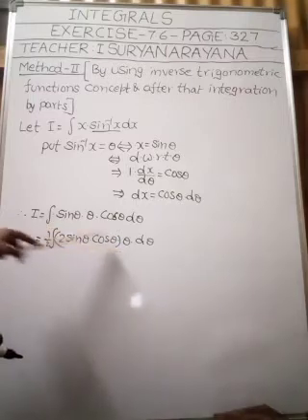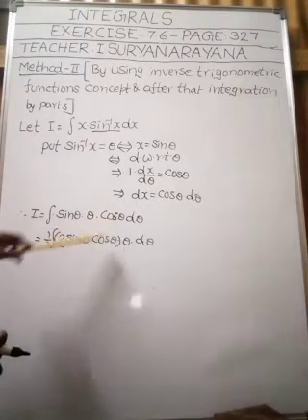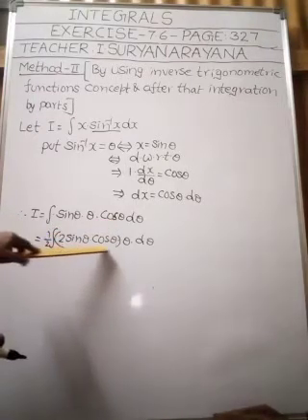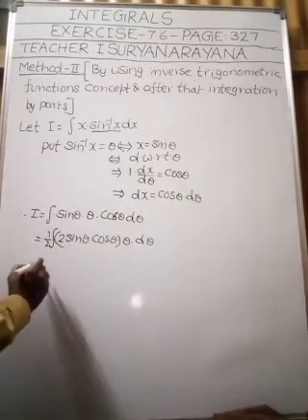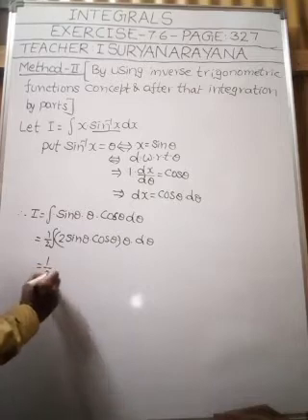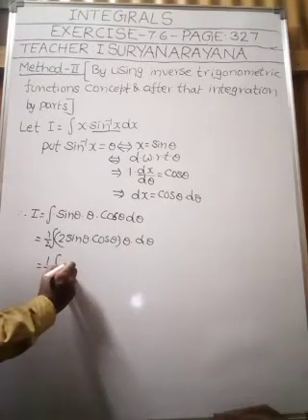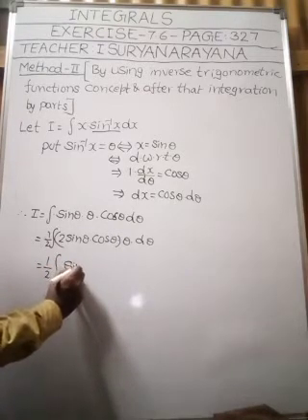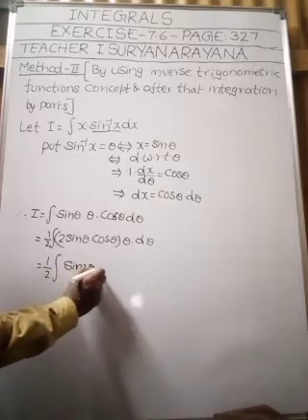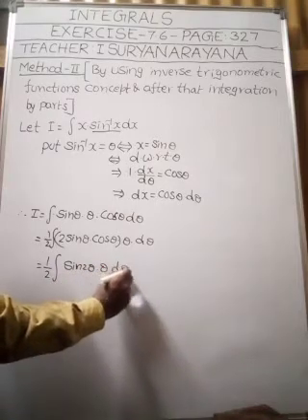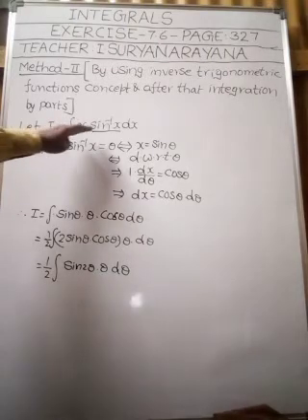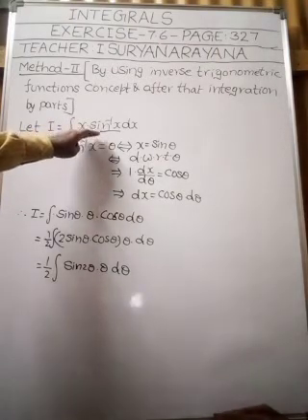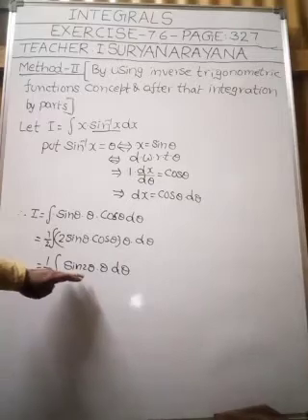Understood this step, my children? I multiplied and divided by 2 to get this part. 2 sin theta cos theta means sin 2 theta, isn't it? Yes. So integral sin 2 theta into theta d theta. Okay, my children? So inverse trigonometric functions is converted into trigonometric functions.